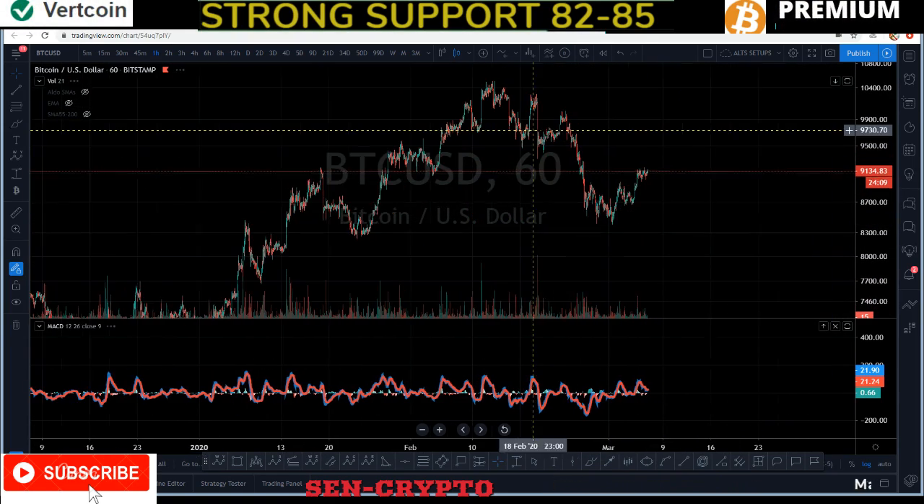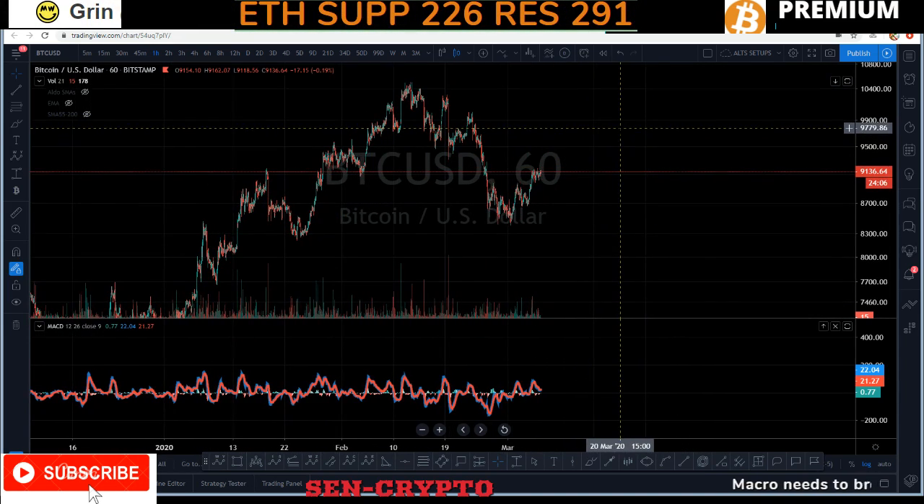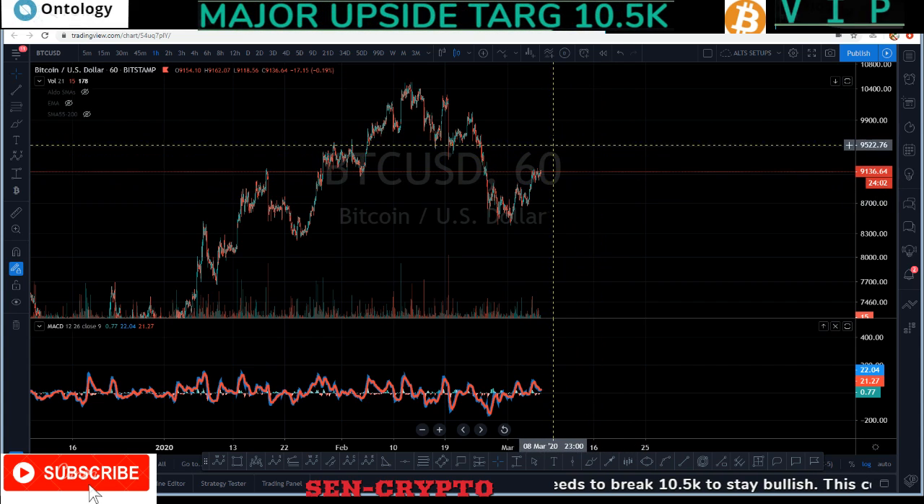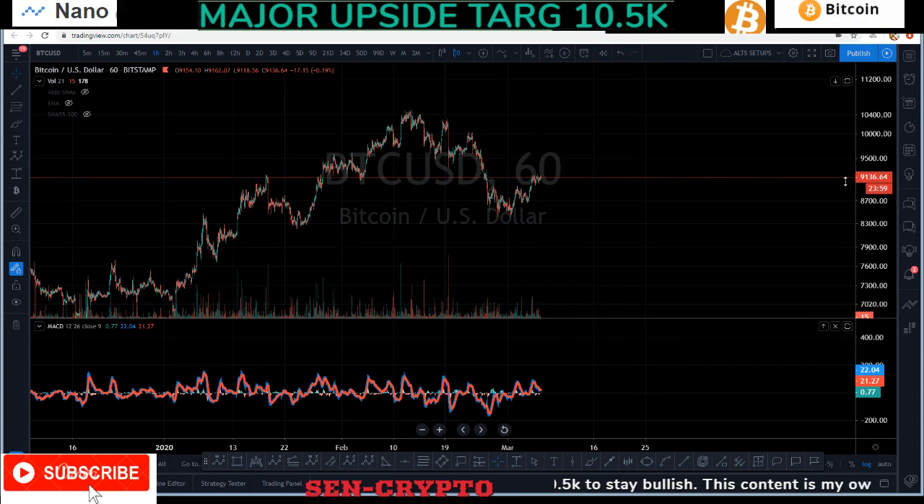So you can see we could be making the same exact structure again, dropping down from this area of 92 to 96 all the way down to a 72 to 7K area.